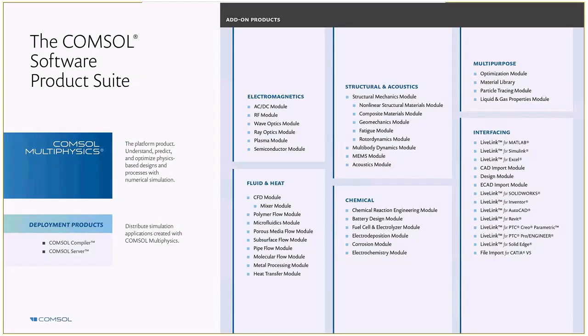COMSOL as a software has a broad product suite, and the physics applied in today's model are part of the corrosion module, an add-on product to the core package of COMSOL Multiphysics. The COMSOL Multiphysics core package provides the COMSOL interface, tools to represent geometry and mesh, and to appropriately discretize your geometry for numerical simulation. In addition to these tools, the solvers required to run the models and a selection of physics are available.